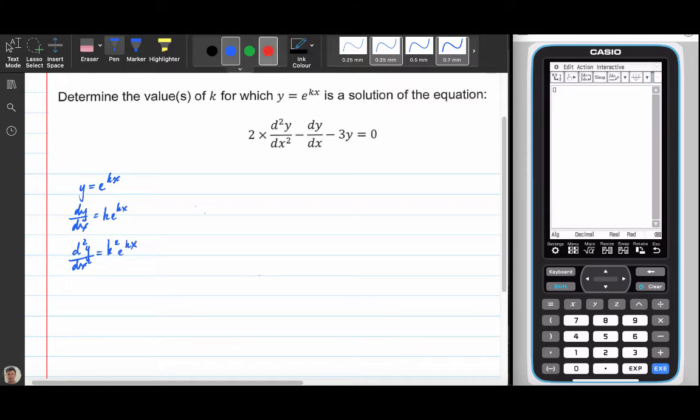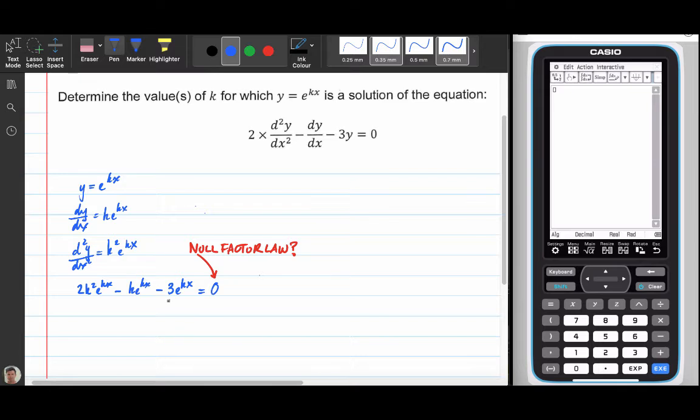Great. Now what I'm going to then do, guys, is get these three equations and substitute them into this particular formula. What I end up with is 2 times the second derivative, k squared e to the kx, minus the first derivative, k e to the kx, minus 3 times the initial equation, 3e to the kx. Now this is all equal to 0. Now what you guys may notice from here is that we have a common factor of e to the kx, and I'm starting to see red flags that I might have to apply a null factor law.